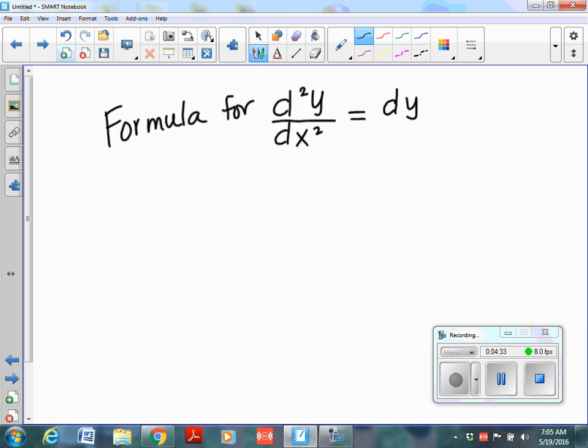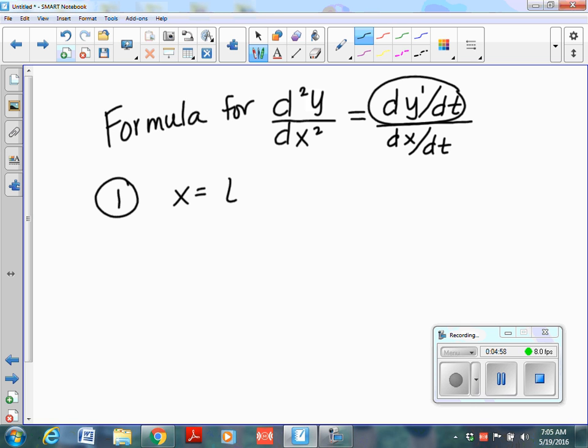It's d of y prime over dt, over just dx/dt. So to find the double derivative of a parametric equation, you have to find the derivative of the derivative, divided by dx/dt. I'm going to give you an example. Let x equal t minus t squared and y equal t minus t cubed. So these are parametric equations, x in terms of t, y in terms of t. They're going to ask you to find the double derivative on the AP test.